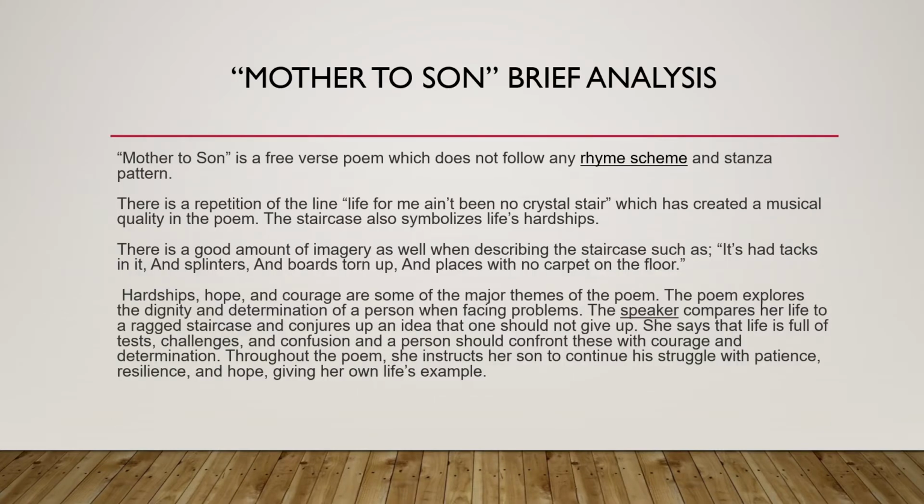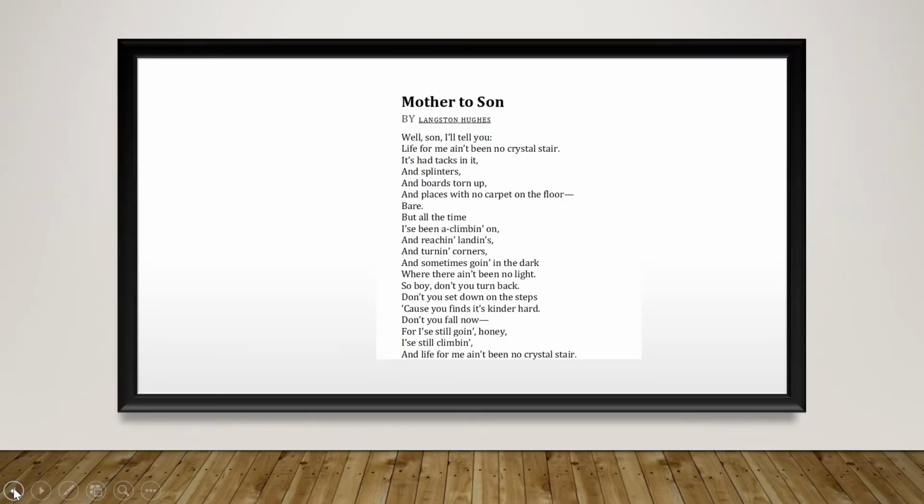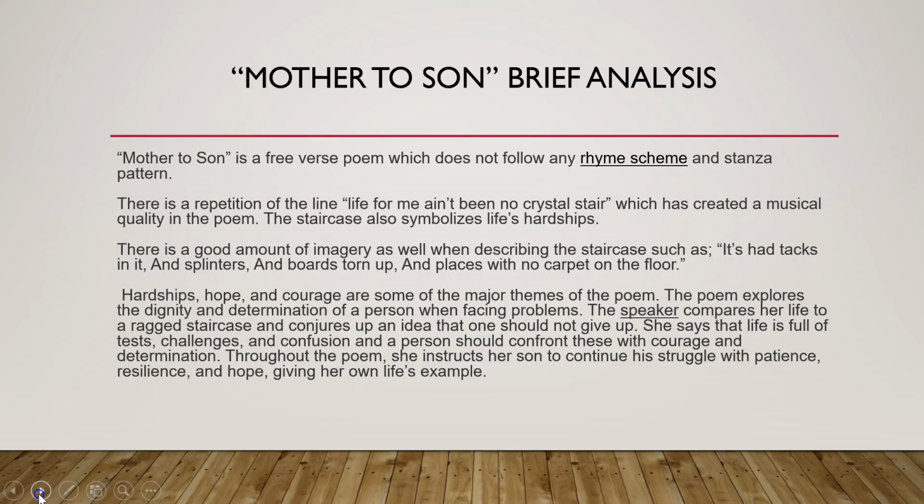So that's a very beautiful poem. A lot in there. So we'll just do a real brief analysis of this poem and consider some of the things that we've talked about. For example, Mother to Son is a free verse poem which does not follow any rhyme scheme and stanza pattern. If you notice, it's just all written in one chunk. And there's not a lot of rhyming. But there is repetition in the line, life for me ain't been no crystal stair, which has created kind of a musical quality in the poem. The staircase also symbolizes life's hardships.